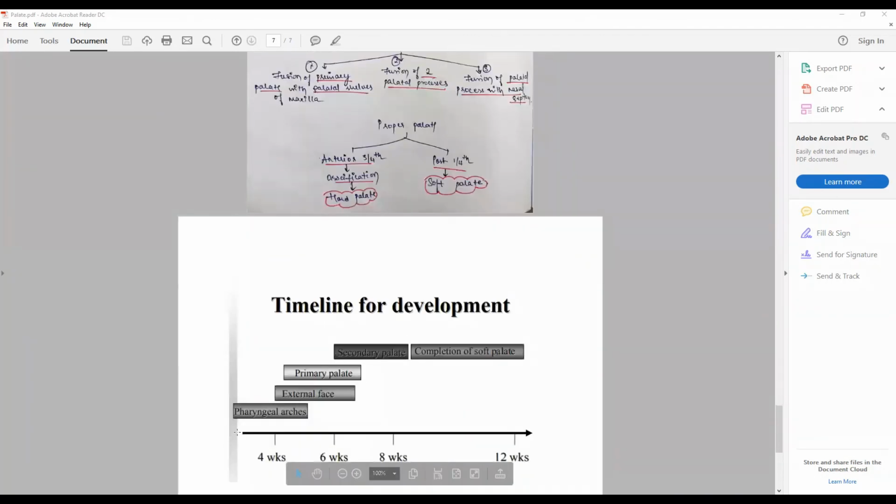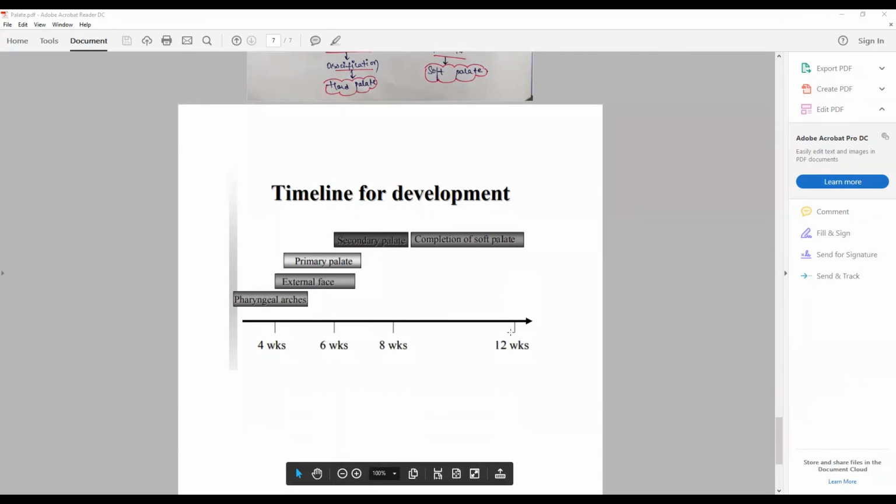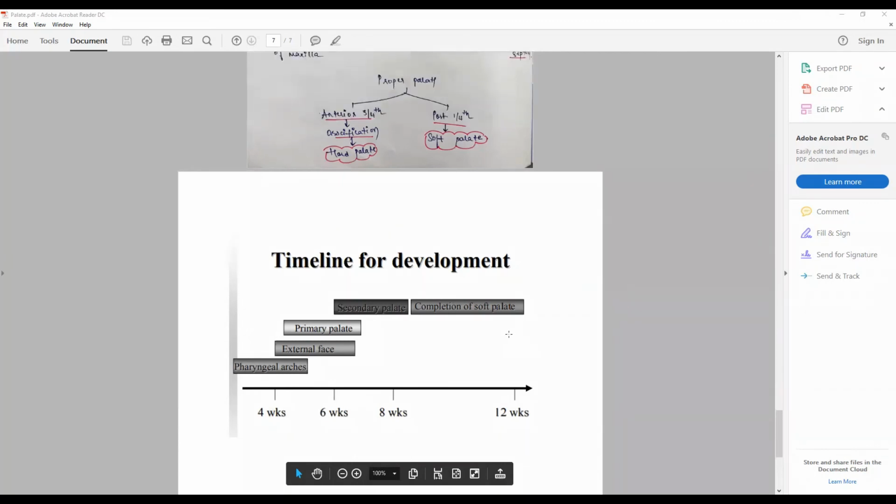The timeline of this: starting with the pharyngeal arches at about the 4th week or 28th day, the formation of external face, the primary palate, the secondary palate, completion of the soft palate, which occurs at about 12 weeks. Clinical significance: any abnormality in this will give rise to cleft lip and palate. This is the most important clinical correlation. Why do we need to study the development of palate?